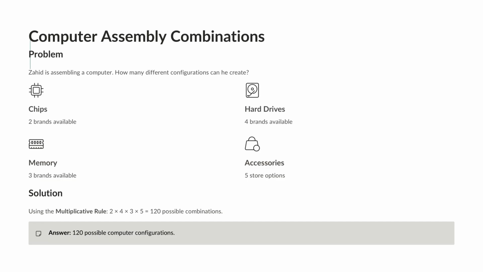In this example, Zaid is assembling a computer and must choose different components. He has 2 choices for chips, 4 choices for hard drives, 3 choices for memory, and 5 choices for accessories. Using the multiplicative rule, we multiply the number of choices for each component. So we compute 2 multiplied by 4 multiplied by 3 multiplied by 5. This gives a total of 120 different ways Zaid can assemble the computer. Now we move on to further real-world problems, solved using these rules.